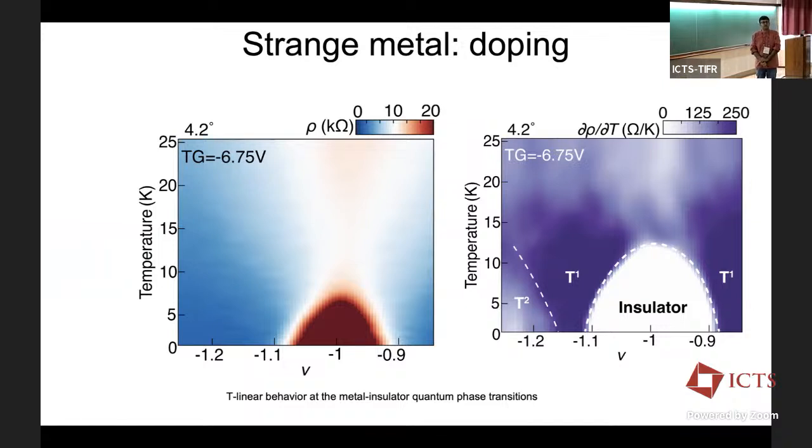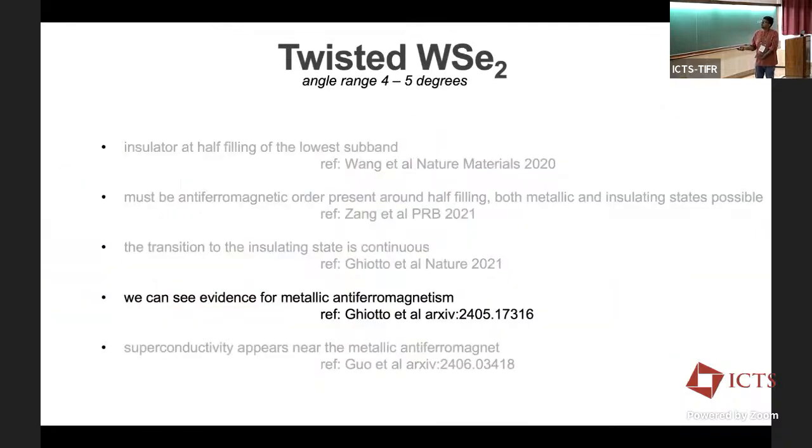As against a Mott insulator. I'm measuring transport, so I can tell you it's an insulator. Anything beyond that is theory.